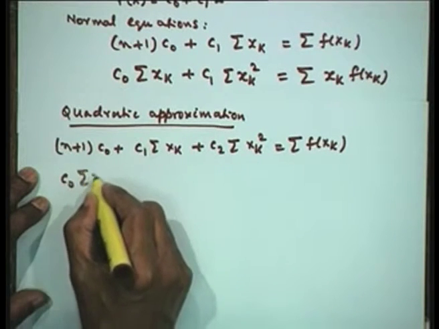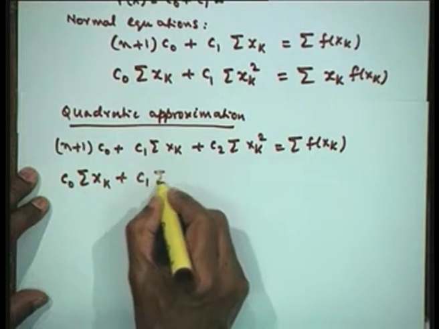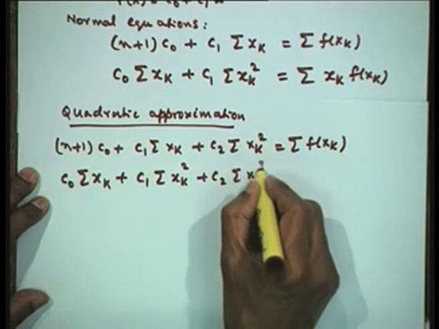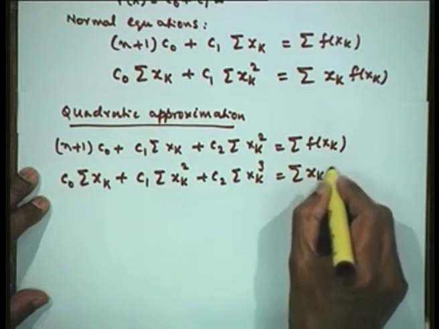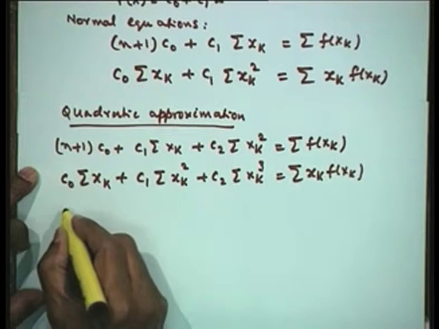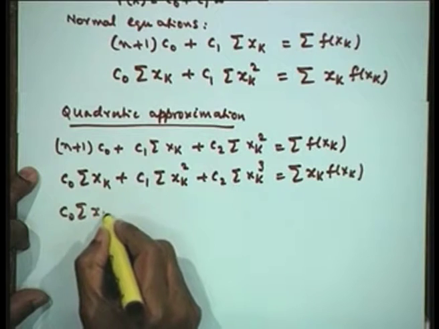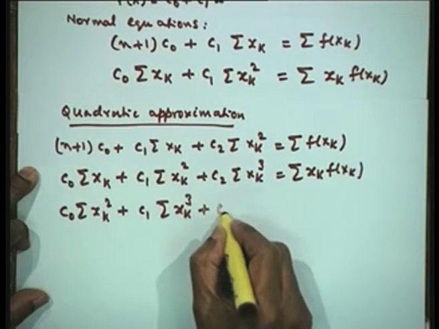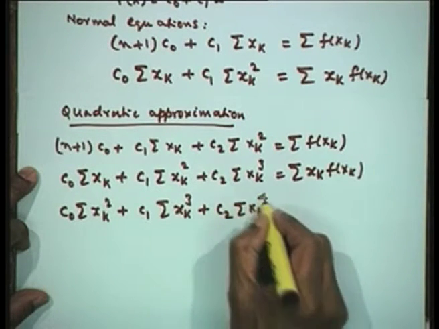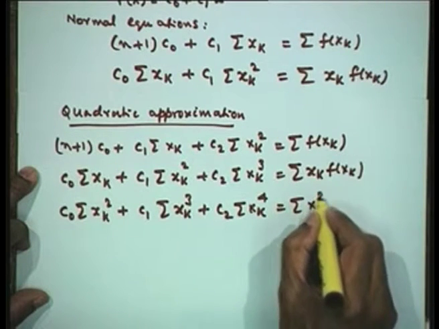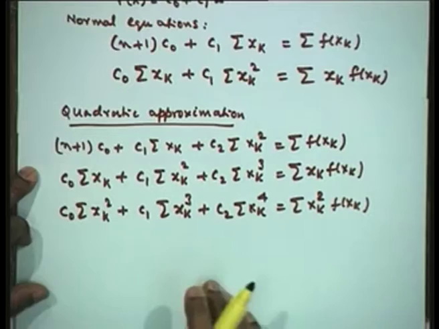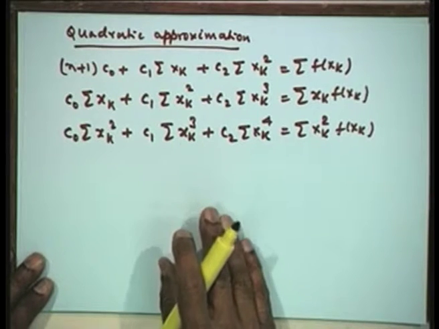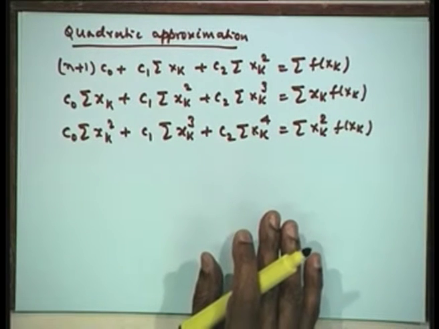Then I have C 0 summation x k, C 1 summation x k square plus C 2 summation x k cubed is summation x k f x k, and the third equation is C naught summation x k square plus C 1 summation x k cubed plus C 2 summation x k to the 4, that is equal to summation x k square f x k. These will be the normal equations in the case of the quadratic approximation.